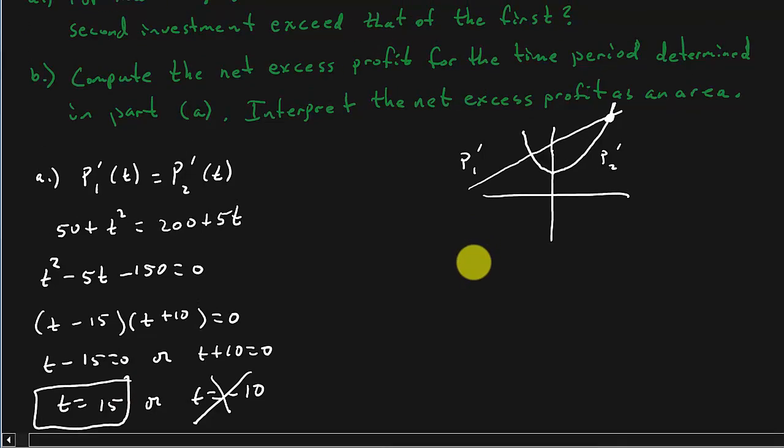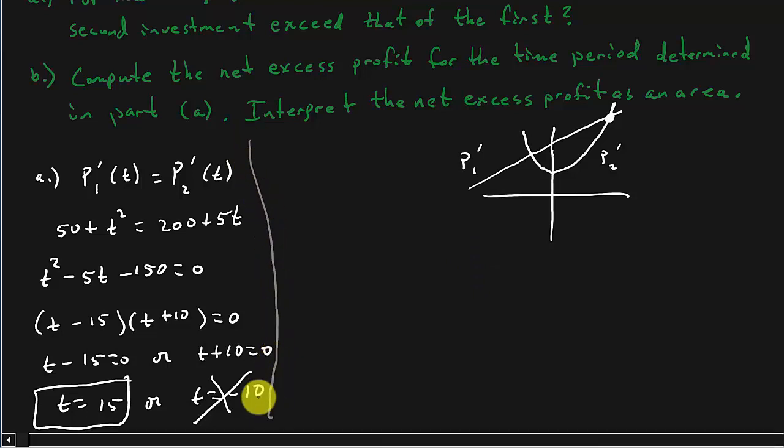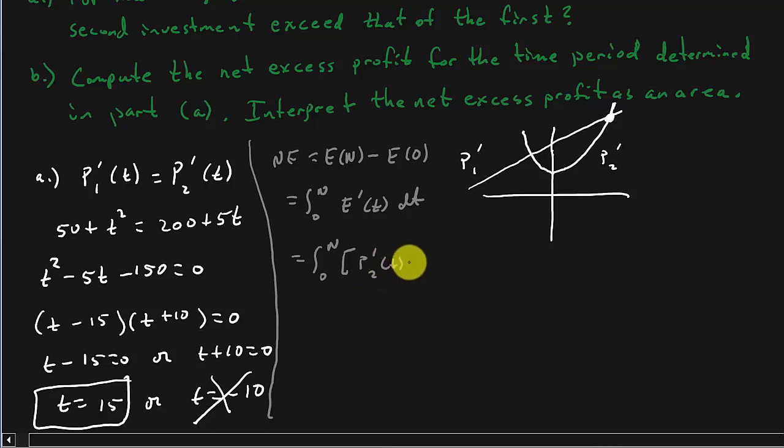Now it says compute the net excess profit for the time period determined in part A. There's a formula that says the net excess profit is equal to E of N minus E of 0, which is equal to the integral from 0 to N of E prime of t dt, which is equal to the integral from 0 to N of P2 prime of t minus P1 prime of t dt.